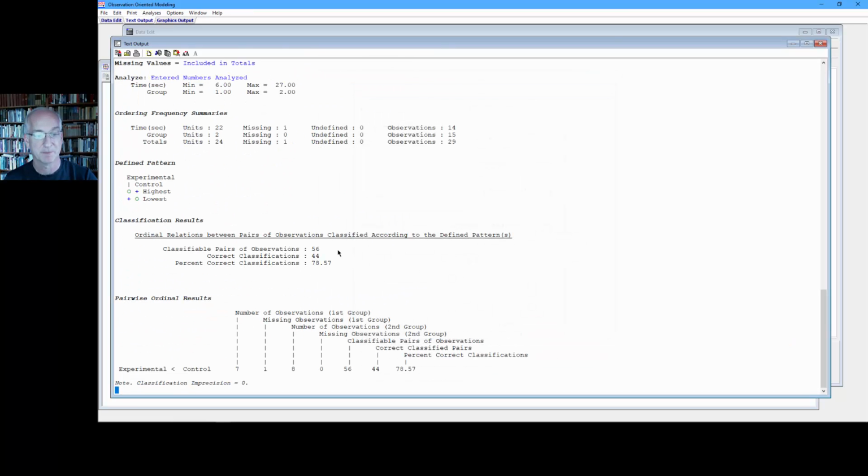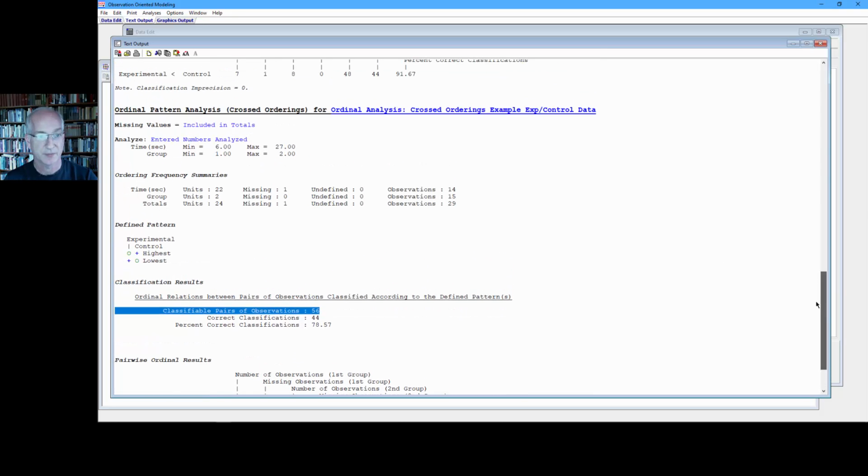because obviously it can't be correctly classified when it's paired with other control individual values. So select OK, and there we have it, the 56. And if you scroll up a little bit here, you can see the option has been changed. Missing values we're including in totals. And so the 44 still stays the same. There are 44 matches there in terms of the ordinal pattern, and that now has the PCC at 78.57%. 44 divided by 56 times 100.